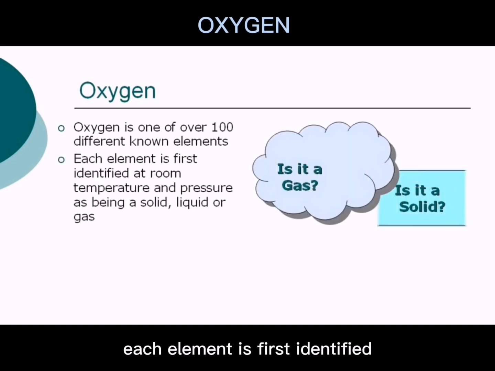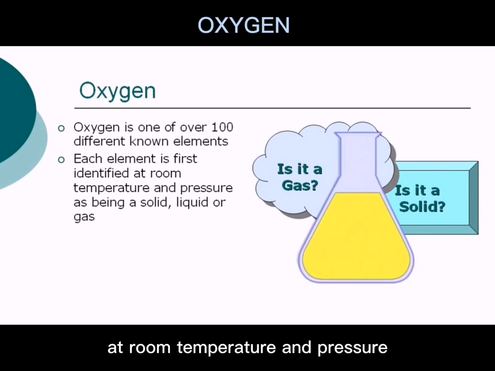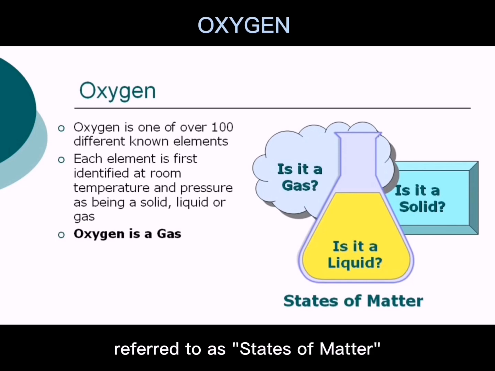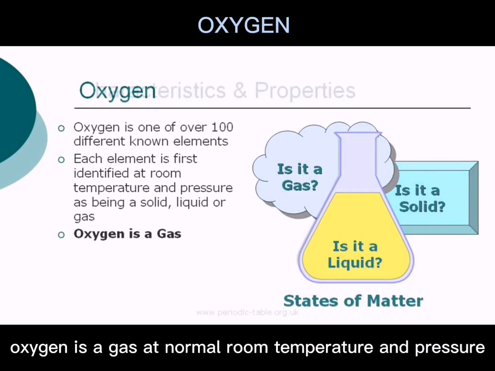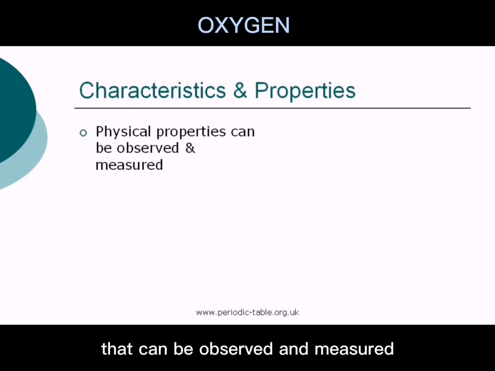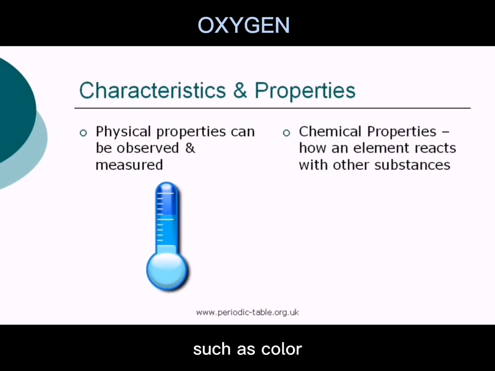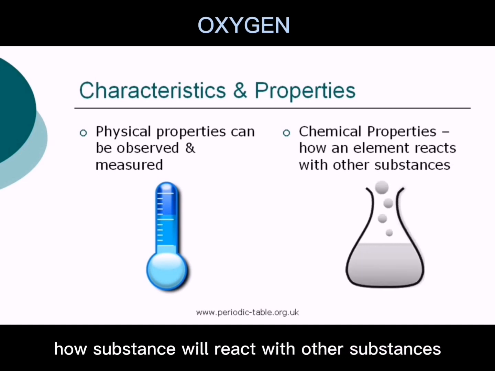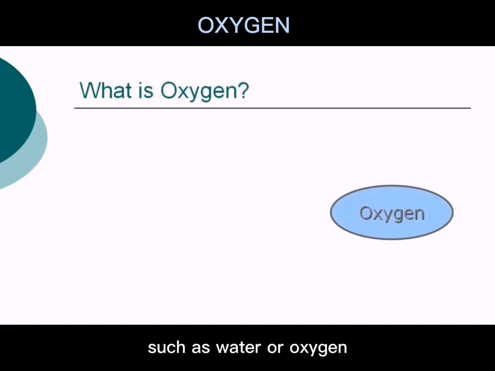Each element is first identified at room temperature and pressure as being a solid, liquid, or gas, referred to as states of matter. Oxygen is a gas at normal room temperature and pressure. Each element has physical properties that can be observed and measured, such as color, density, and odor. The chemical properties are the characteristics that determine how a substance will react with other substances such as water or oxygen.